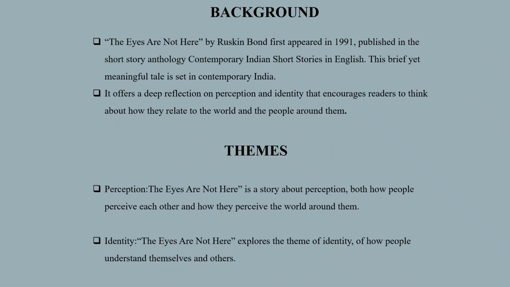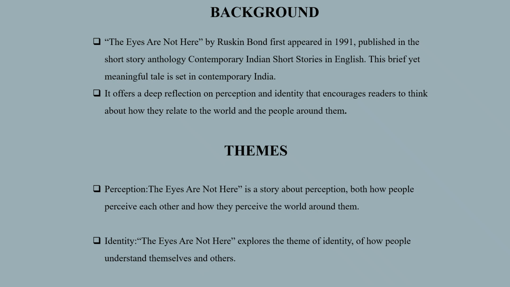Let's have a look at the background. The Eyes Are Not Here by Ruskin Bond first appeared in 1991, published in the short story anthology Contemporary Indian Short Stories in English. This brief yet meaningful tale is set in contemporary India. It offers a deep reflection on perception and identity that encourages readers to think about how they relate to the world and the people around them.